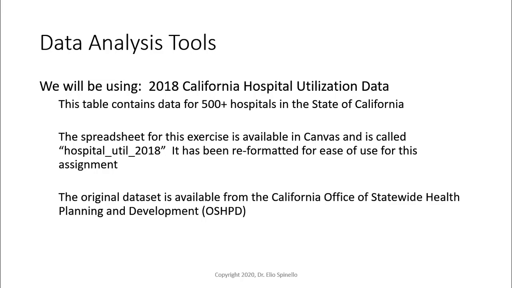And what we'll do is take some real world-like examples and use it to answer some questions about hospitals in the state of California. Now, the original data set is actually available from the California Office of Statewide Health Planning and Development, usually referred to as OSHPD by most people. And it's been modified slightly for this assignment. It was cleaned up just a little bit to make it a little bit easier to work with. But the data sets are available from OSHPD.